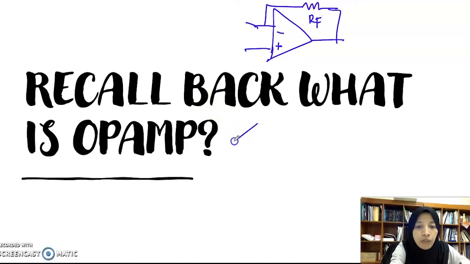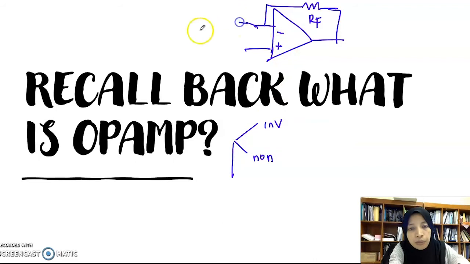So we have different types of op-amp. One is what we call inverting and another one is non-inverting. For inverting, you're going to plug in your input from the negative input. So this is your V in.